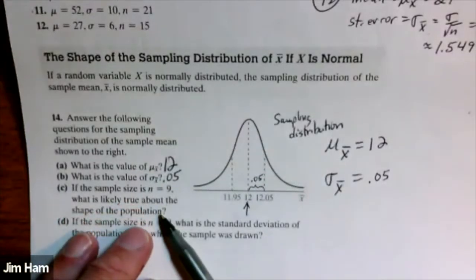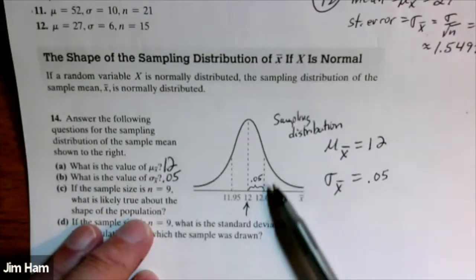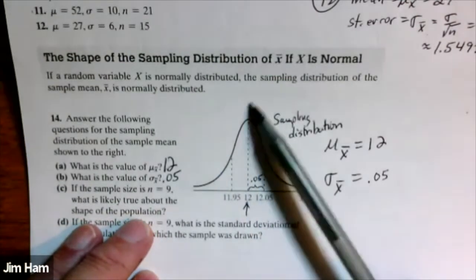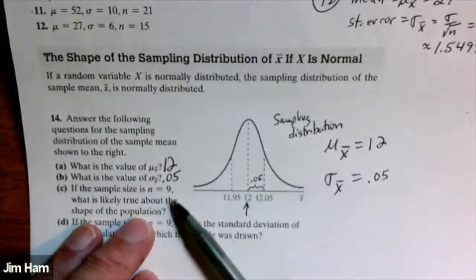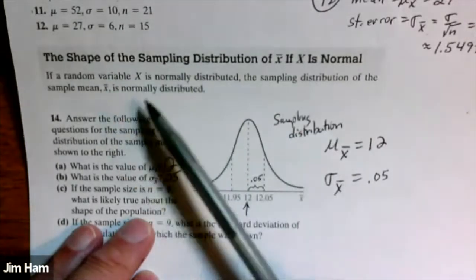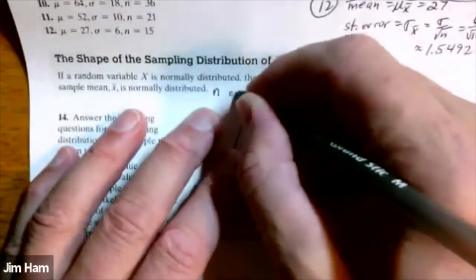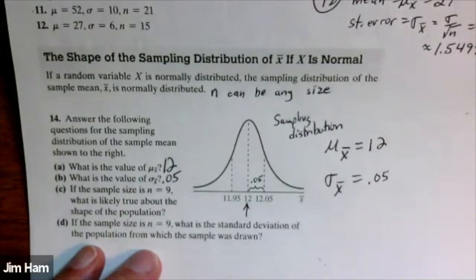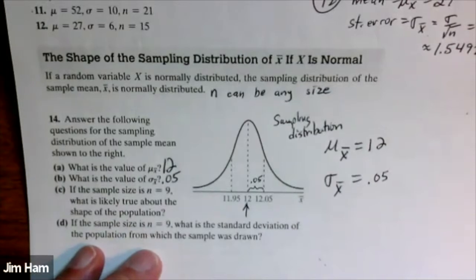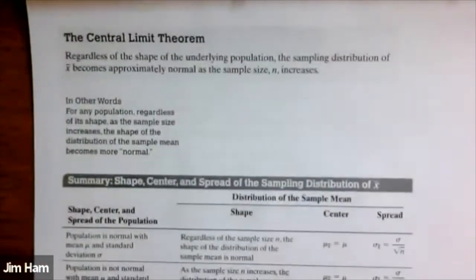And it says if the sample size is 9, what is likely true about the shape of the population? All right, since the sampling distribution is normal, and we use this idea up here, it doesn't really matter. This doesn't put any conditions on the sample size. So up here, I'll just write that n can be any size. And I now realize that this is out of order. So we'll come back to number 14. And I guess you'll see why in a second.